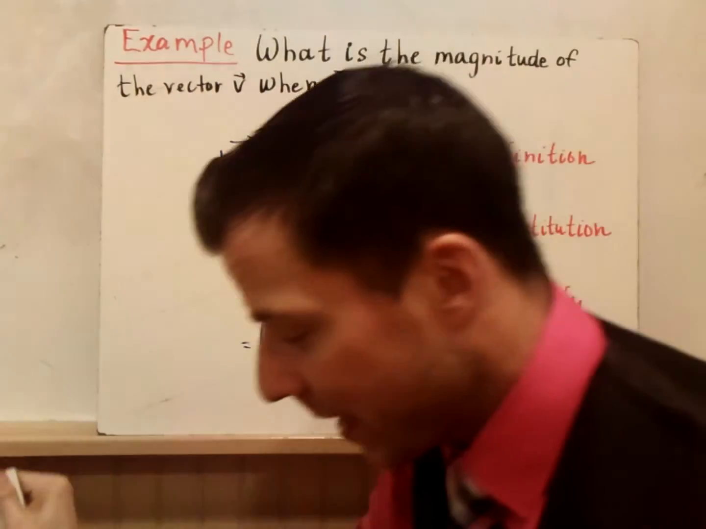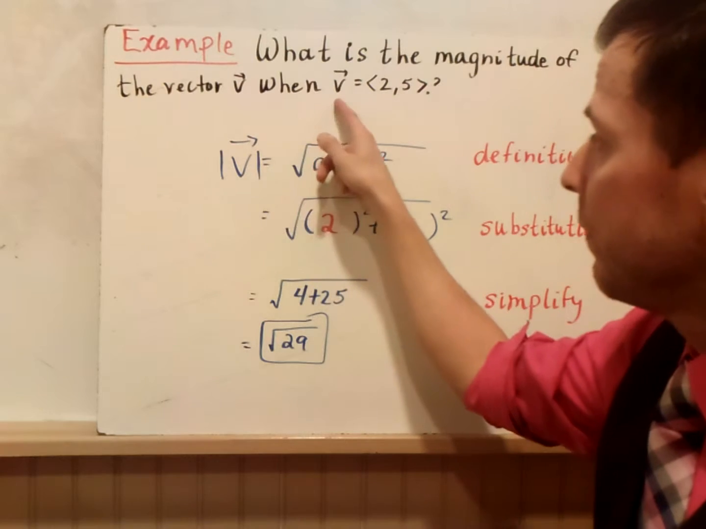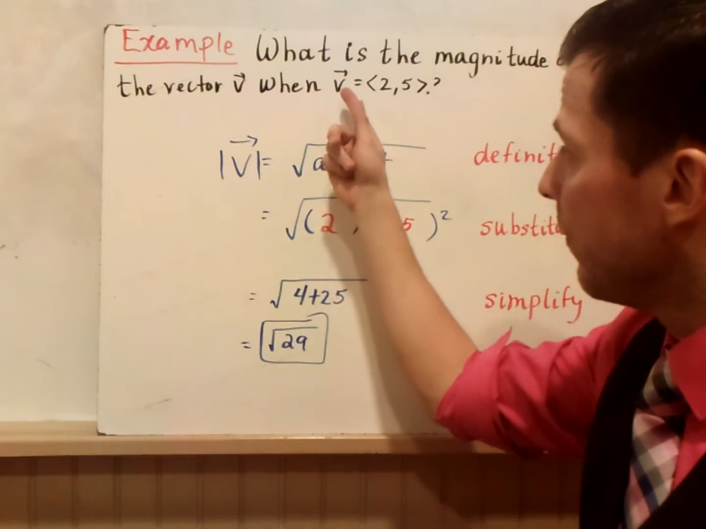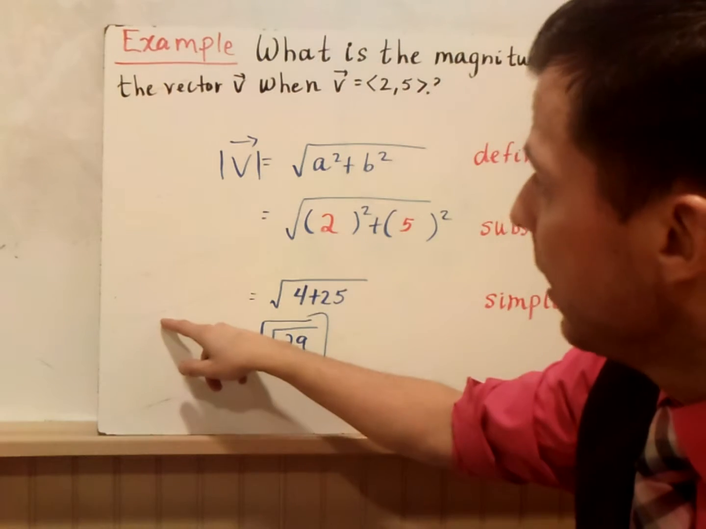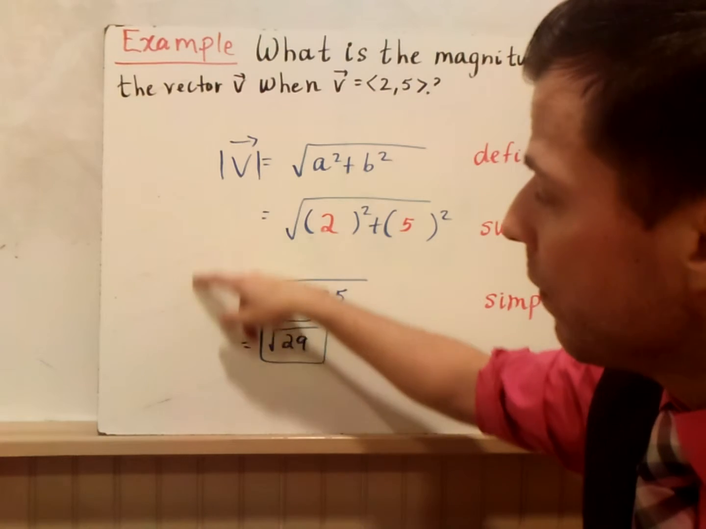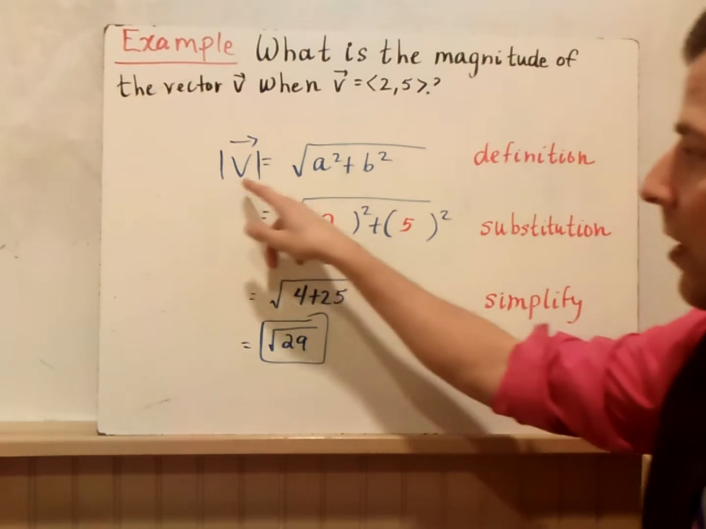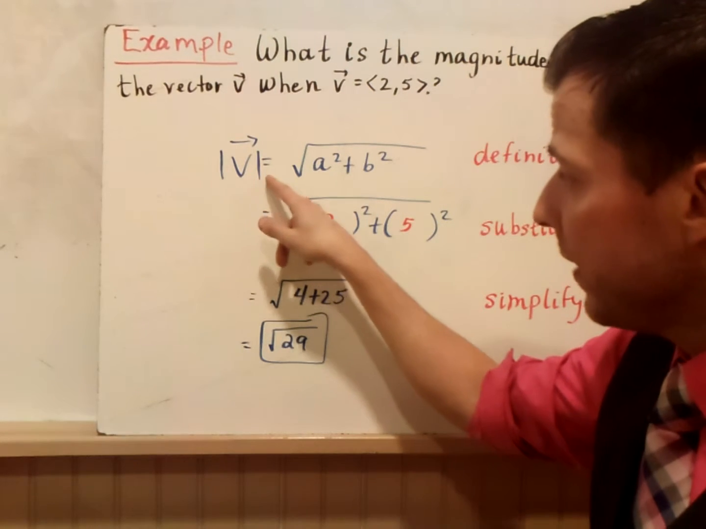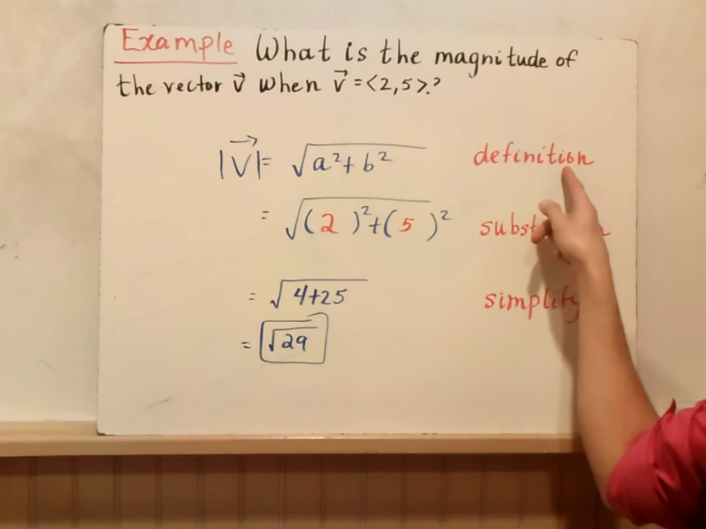In our last example, we are finding the magnitude of the vector v, where v is 2, 5. So I don't have two ordered pairs. I have a vector that's in component form, meaning the tail's at the origin and the head is going out to 2, 5. So we're going to find that length. So here's the definition. The magnitude of v is equal to the square root of a squared plus b squared.